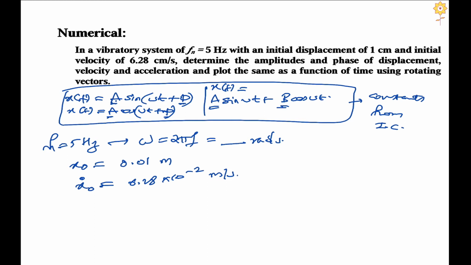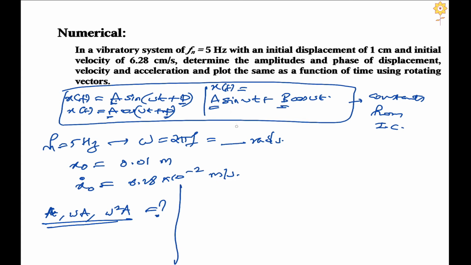So you are required to find out the amplitudes and phase of displacement, velocity and acceleration. So basically the value of A, then omega A, omega square A, the amplitudes for each of these parameters need to be found out, right? And then you have to plot the same. So this plotting can be done by yourselves. You know how to do it now, right? Now I will just discuss how to get these values, the values of the amplitudes.